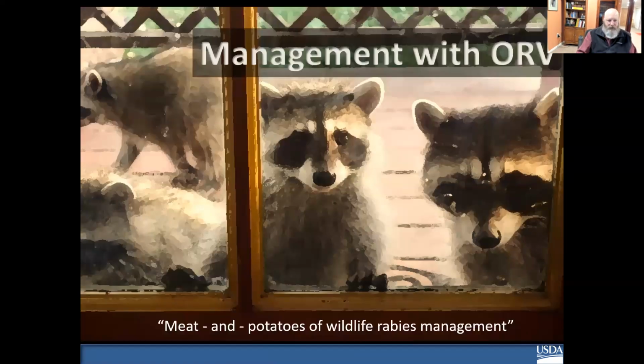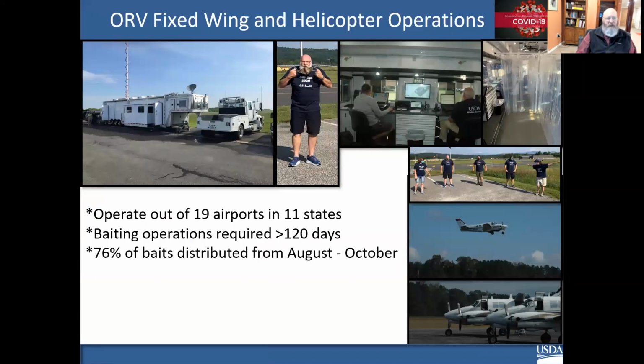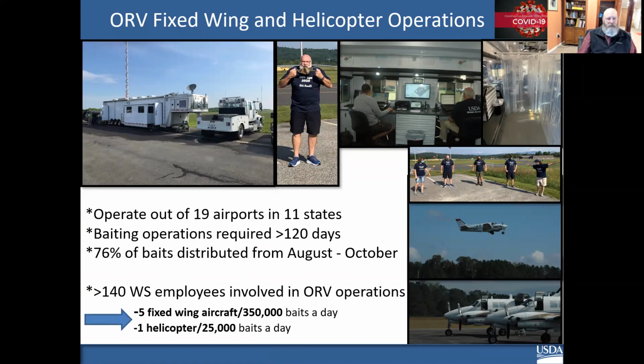So the meat and potatoes of what we do in rabies management is obviously management with ORV. It requires us to work at about 19 airports in 11 states each year, and it involves some 140 Wildlife Services employees working from August to October primarily, and then in January again in Texas.